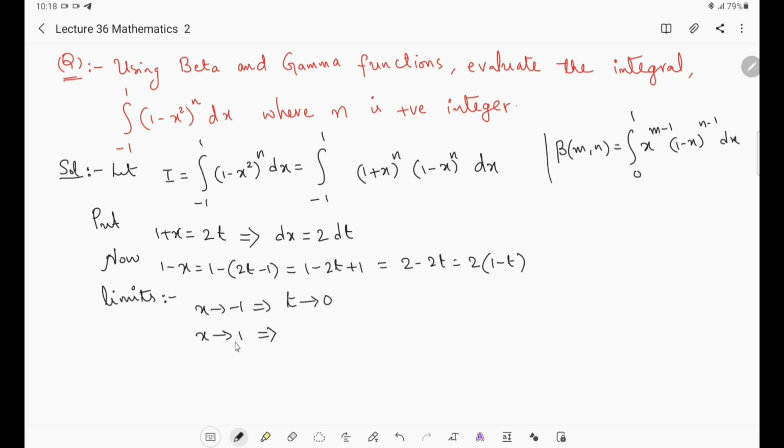Now the upper limit, as x goes to 1. Here 1 plus 1 will be 2. So t equals 2 by 2, which is 1. So as x goes to 1, t will also go to 1. Therefore, finally, what will happen?